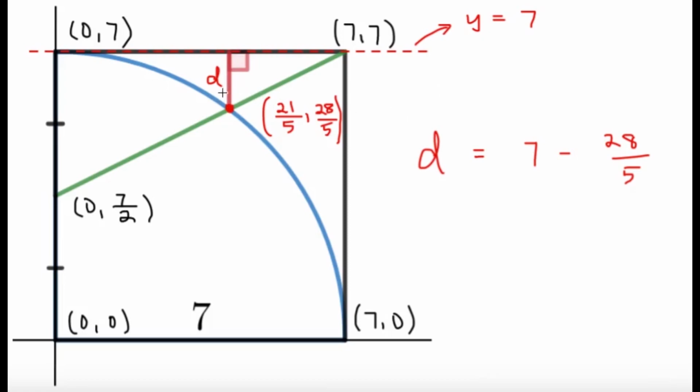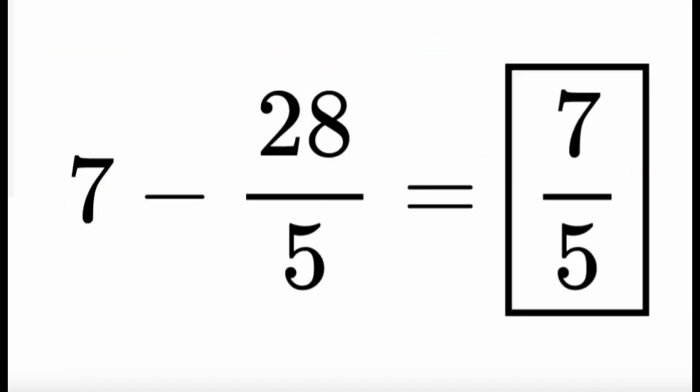All right, so two methods to solve this question, but whatever method you use, we'll be able to get that the answer is going to be 7 over 5.